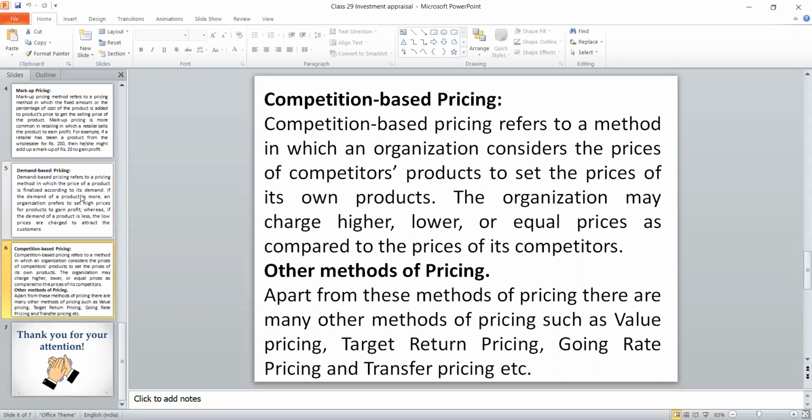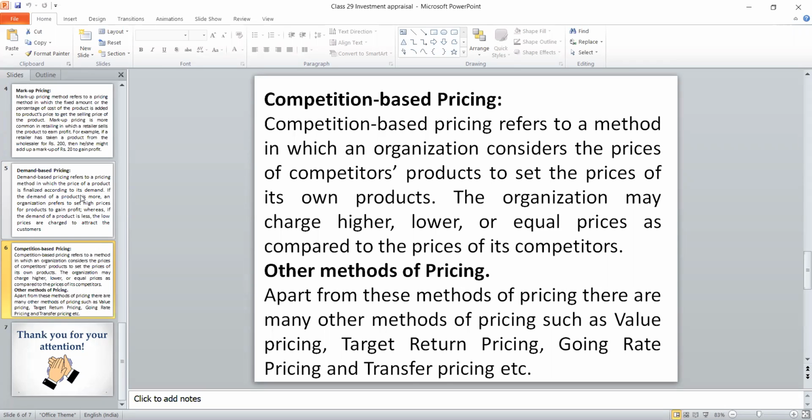First one is cost based pricing, cost plus pricing, and markup pricing. The second one is demand based pricing. Now we are moving to the last type, called competitive based pricing. Here the firm is not deciding its own price; based on the competitive price he will fix. Competitive pricing refers to the method in which the organization considers the price of the competitor's product in order to set the price of its own.